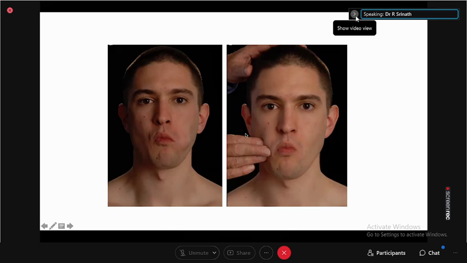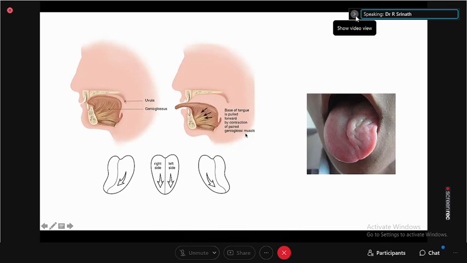What is important here is that normally the tongue is central. You can see here the median raphe, which is central, but whenever there is any deviation, the median raphe also turns and there is atrophy on this side. We can see the papillae which are atrophied here.